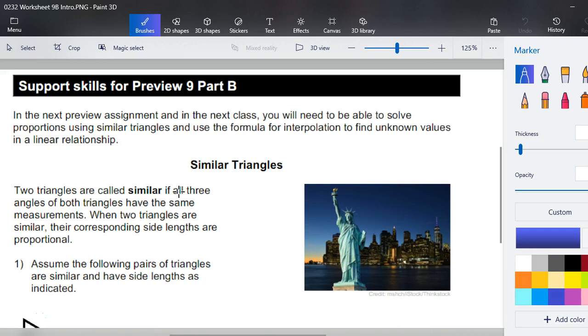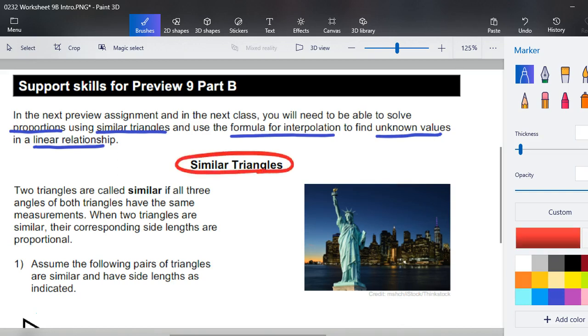In the next preview assignment and in the next class, you're going to need to be able to solve proportions using similar triangles and use the formula of interpolation to find unknown values in a linear relationship. So we're going to start with similar triangles.